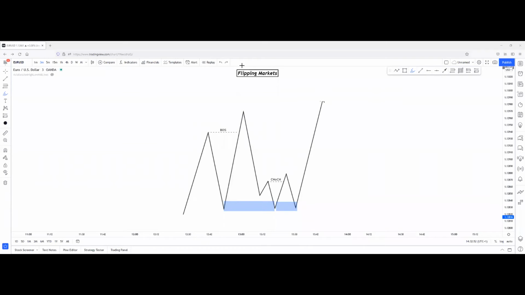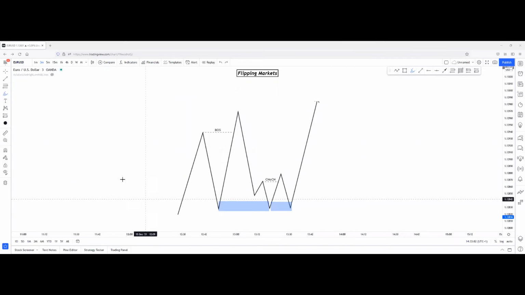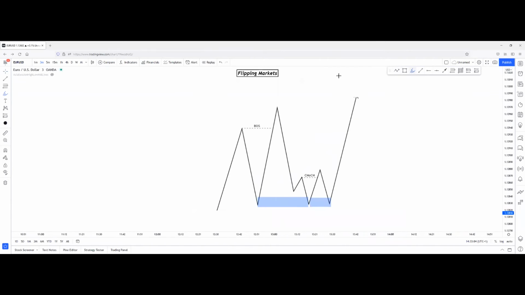So let's see another example. As I said earlier, a zone can be only mitigated once because orders can be picked up only once, but price can form another zone inside of the old one. So I brought an example for this one.